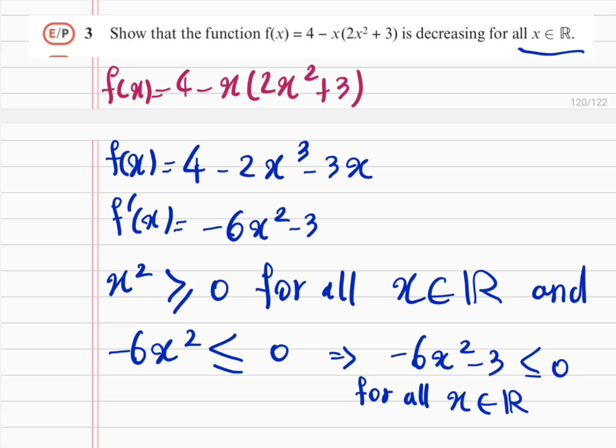Yes, so this is a very common approach to these types of questions. You first find the first derivative, and then if it's about a decreasing function, you just try to show that this function is always negative, gives you a negative output. Or if it's about increasing functions, then you always try to show that this function gives you a positive output.